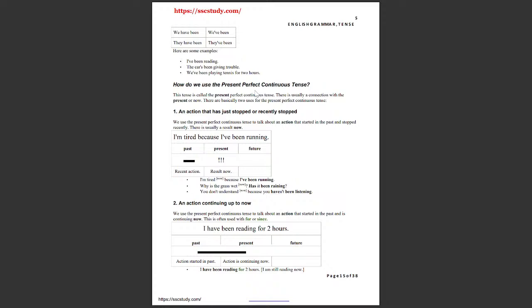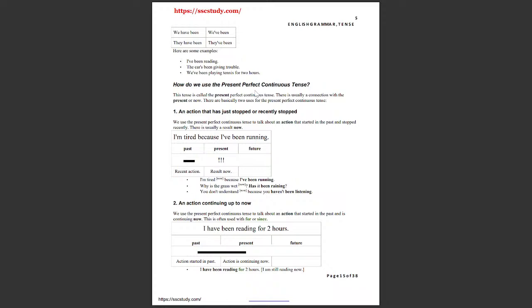The action happened in the past and the result is here now. That is a recent action with a result now. So I am tired because I have been running. Another example: why is the grass wet? It has been raining. You don't understand because you haven't been listening. So this sentence has a connection between the present and the past.